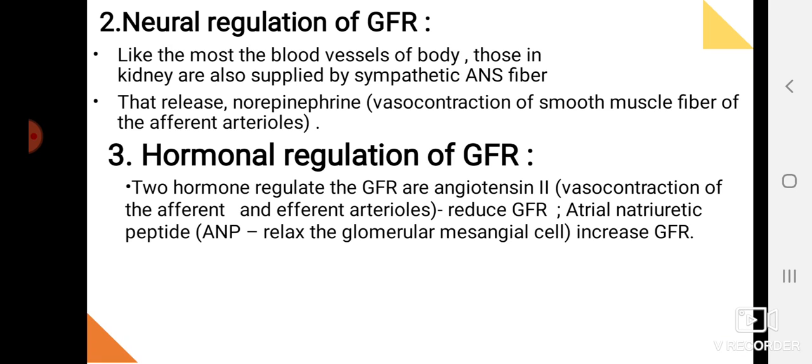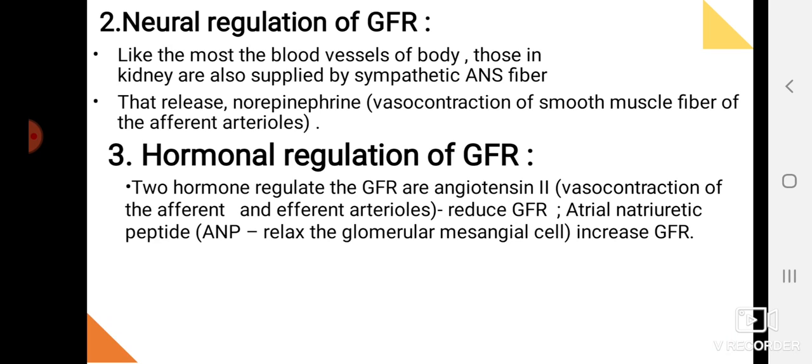But in this, they release norepinephrine, and the main point to remember is that the glomerular afferent arterial vessels in the kidney are supplied by the sympathetic autonomic nervous system that secretes norepinephrine, which activates the alpha 1 receptor, which particularly affects the smooth muscle fiber of the afferent arteriole. So this is the main point.